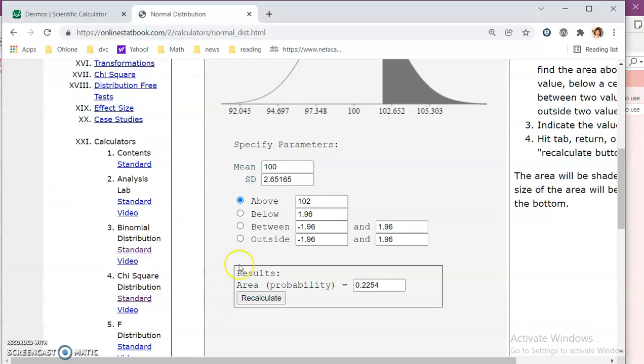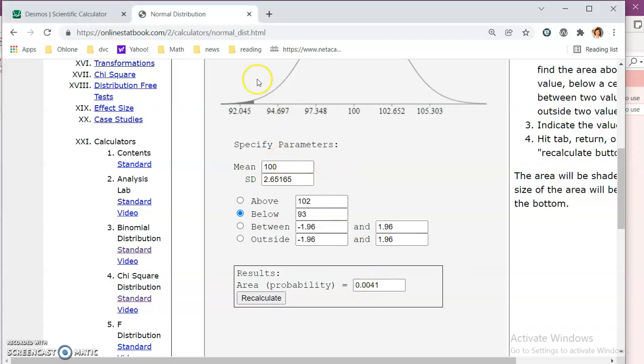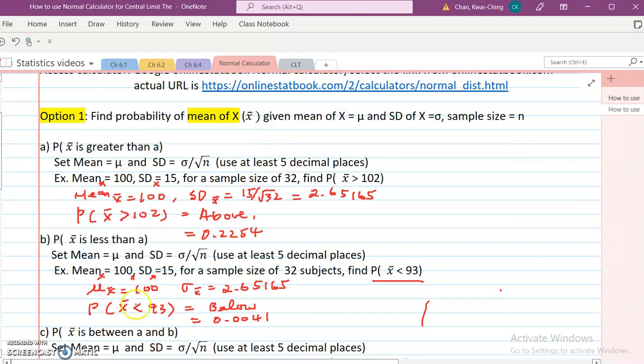And the answer is, let's say below, and then we type 93 here. We calculate 0.0041. There's a very, very small chance of getting the mean to be that low, 0.0041. You can look at it, it's really small. The area is really small.